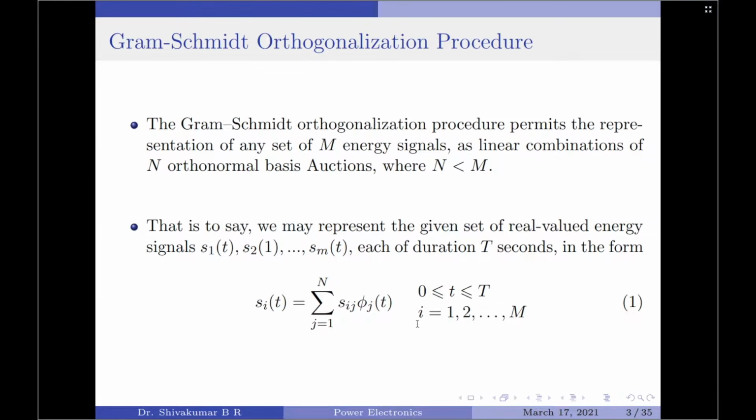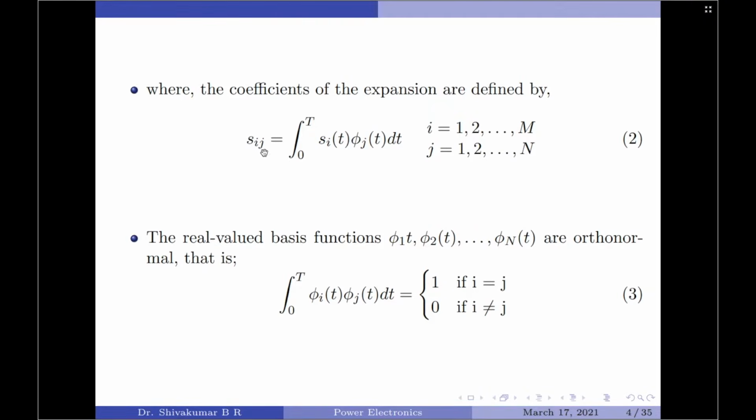Please note, i is the number of input message signals. Here, Sij represents the coefficients of expansion and these are defined by Sij equals integration 0 to capital T Si of t into phi j of t dt, where i takes on the value from 1 to capital M and j takes on the value 1 to capital N. From this equation, you should note there are capital M input message signals and these signals are represented in terms of capital N basis functions.